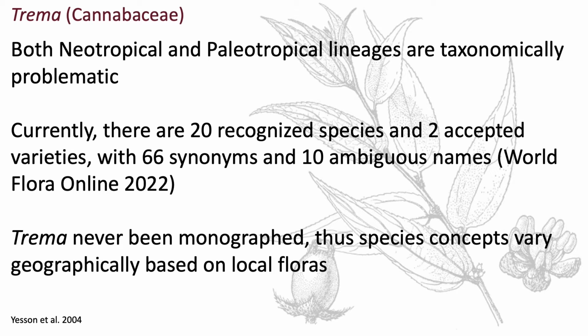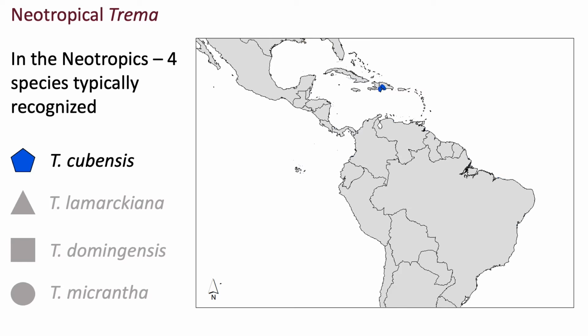and in the paleotropics. So there are currently about 20 recognized species and 2 accepted varieties, but there's 66 synonyms within this genus and about 10 ambiguous names. So you can kind of see where this problem is really concentrated. And this is likely due to the fact that Trema has never been monographed in its entirety, and that has led species concepts to vary geographically based on local floras.